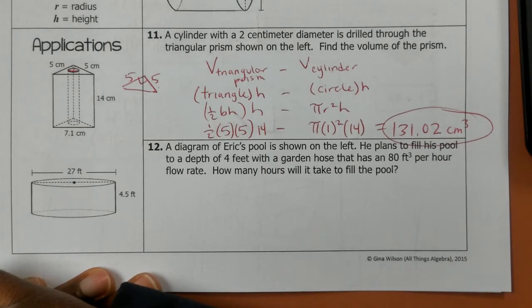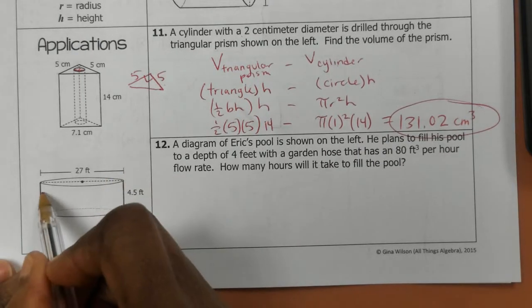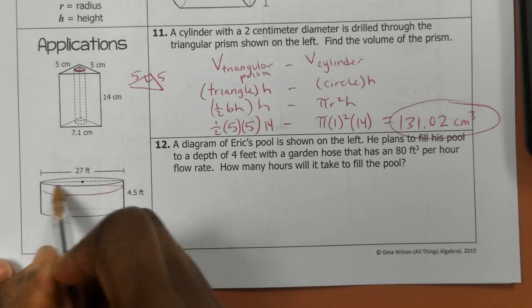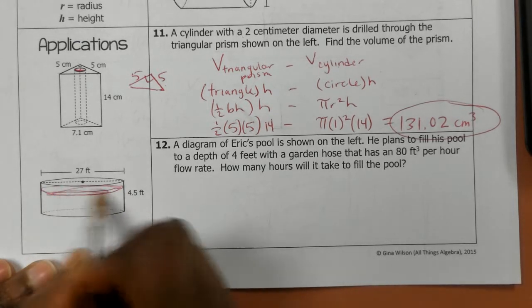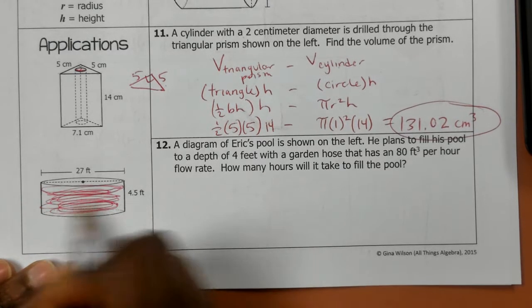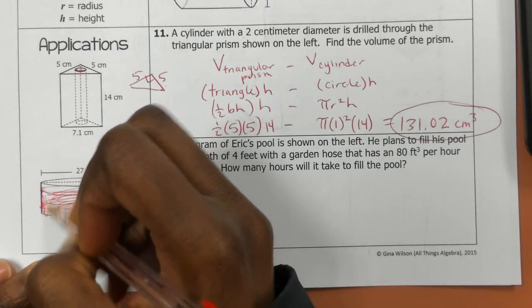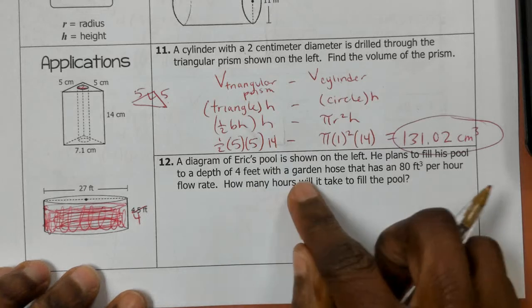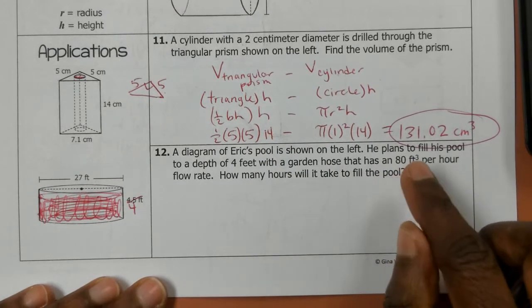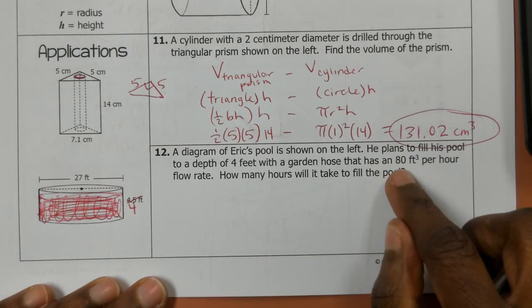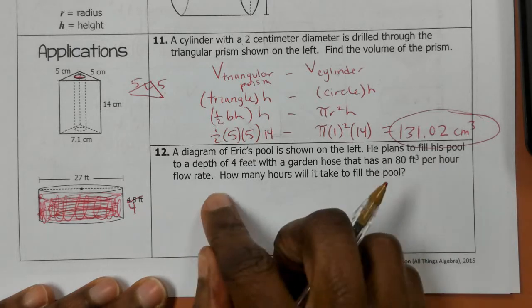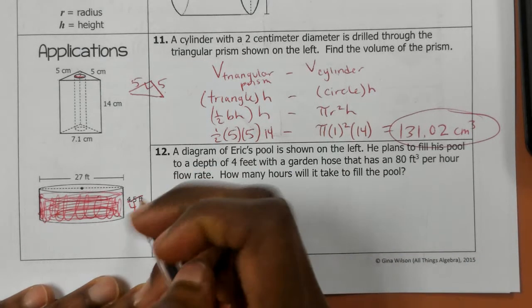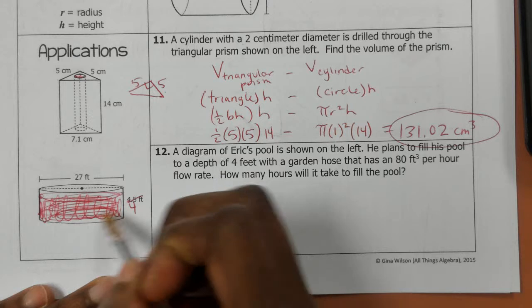Okay, and then finally on this page, Eric's pool is shown to the left. He plans to fill his pool to a depth of 4 feet. So even though the pool is 4.5 feet, his water line is only going to be about this high. So it's 4, with the garden hose that has an 80 cubic feet per hour flow rate. How many hours will it take to fill the pool? It's only pouring in 80 cubic feet per hour.